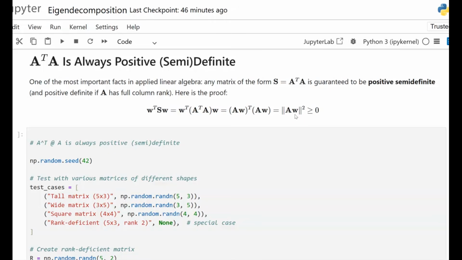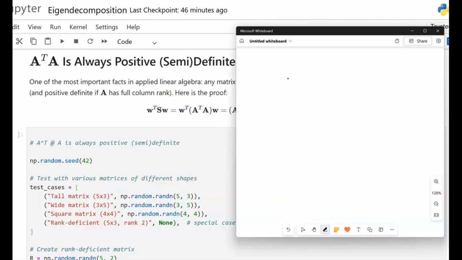Because the squared norm of A multiplied by W is never negative. That is, magnitudes cannot be negative. It equals 0 only when AW is equal to 0, which happens only when W is in the null space of A, that is, when A is singular. The same holds for every covariance matrix, which is computed as C equal to 1 divided by n minus 1, multiplied by X transpose multiplied by X. Here X is the mean-centered data matrix.